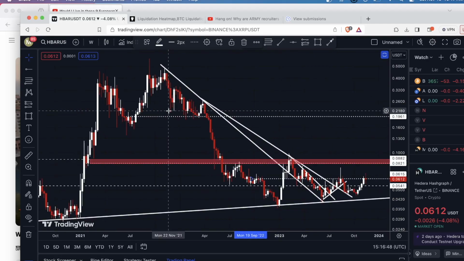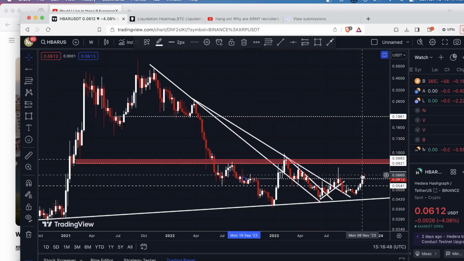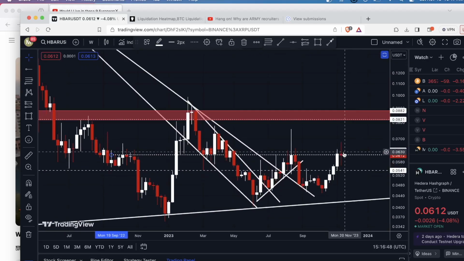But yeah, guys, that's the HBAR indecision candle on the weekly time frame. This is closing tomorrow night, Sunday, at about 8 p.m. Eastern time. So keep an eye on this level, and that's basically going to indicate what I'm personally going to do with this particular trade setup.